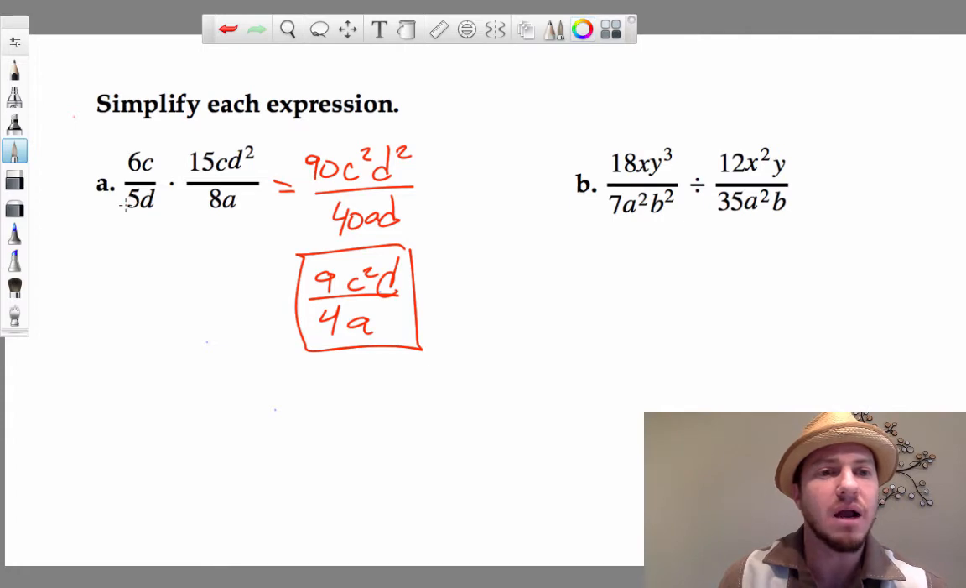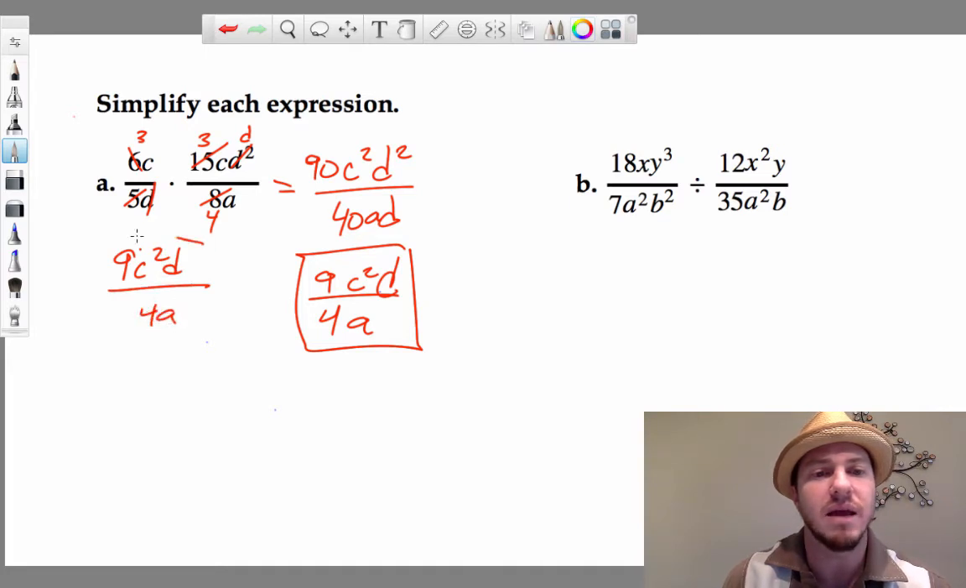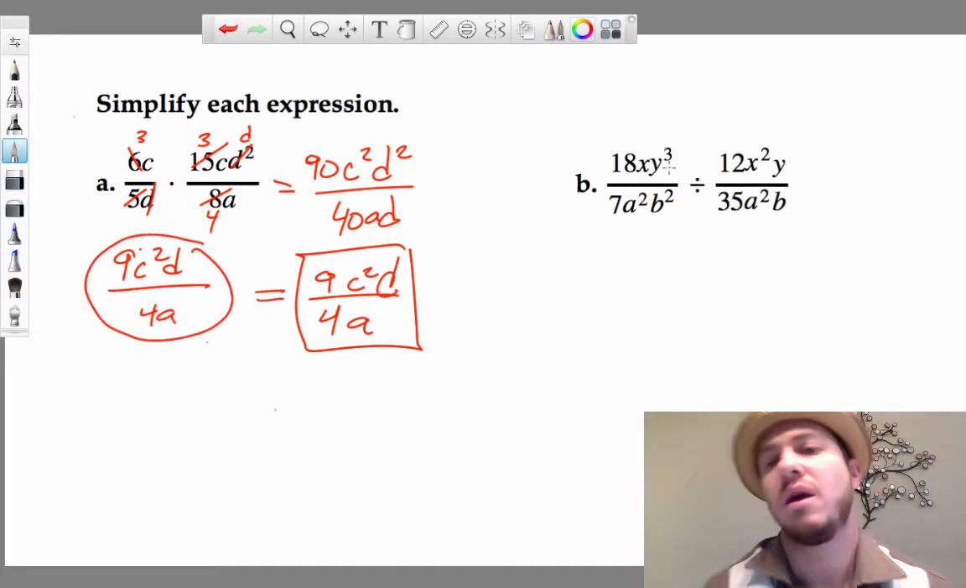If I go back here, 5 cancels out with this 15, and that makes that 3. These can both reduce by 2. The D can cancel out, and that's just going to make that D. So I'm left with 3 times 3 is 9. C squared D to the first divided by 4A. I still get the same answer.